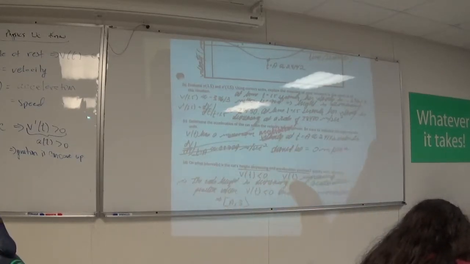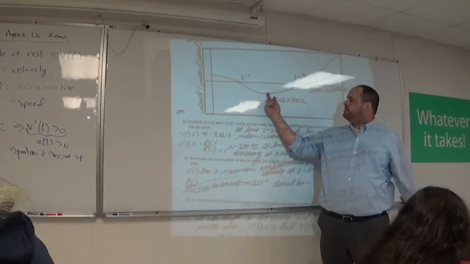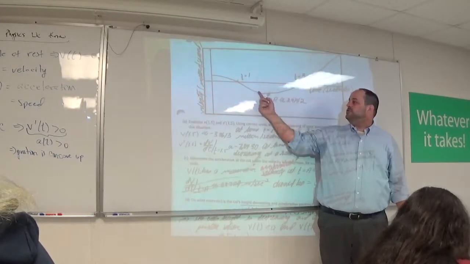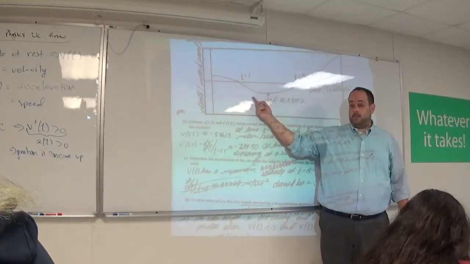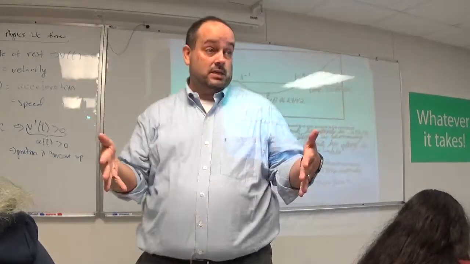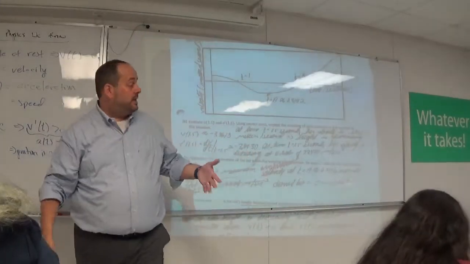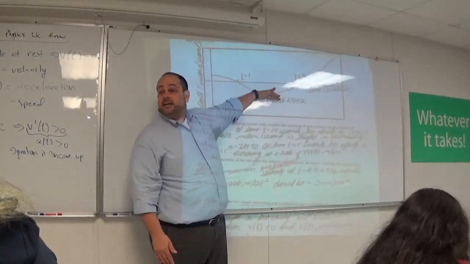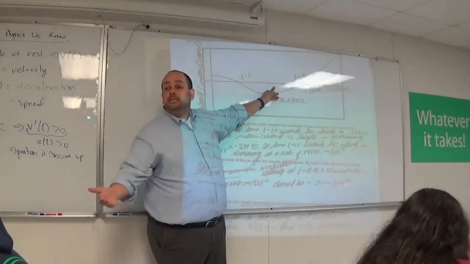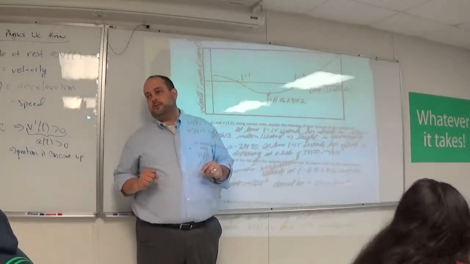Okay, part C, determine the acceleration of the cat when the velocity is a minimum. If the velocity is a minimum, the minimum is happening right over here. What has to be true about the acceleration at the minimum? Acceleration is the derivative of velocity. Derivative is the slope of the tangent line. What's the slope of the tangent line at the minimum? 0. So the acceleration at the minimum has to be 0.